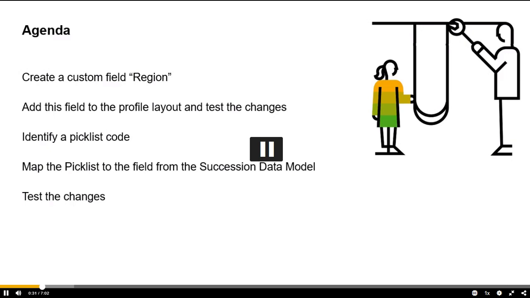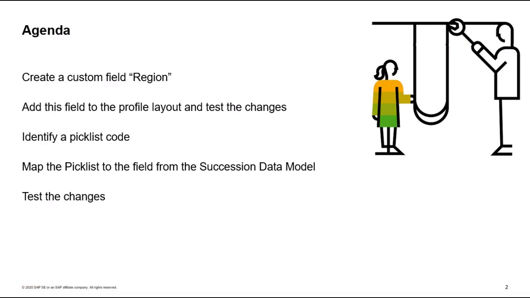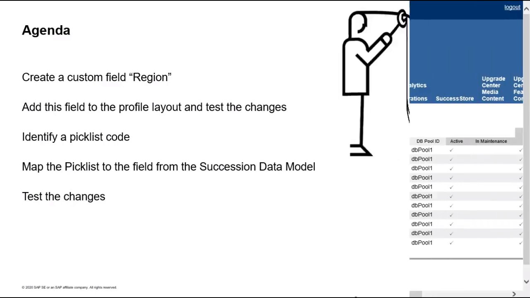We will first create the field region as an example from a custom field in the succession data model. We will add this field in the profile layout and test modifications. We will identify a picklist code and then map it to the succession data model. We will finally review the changes.